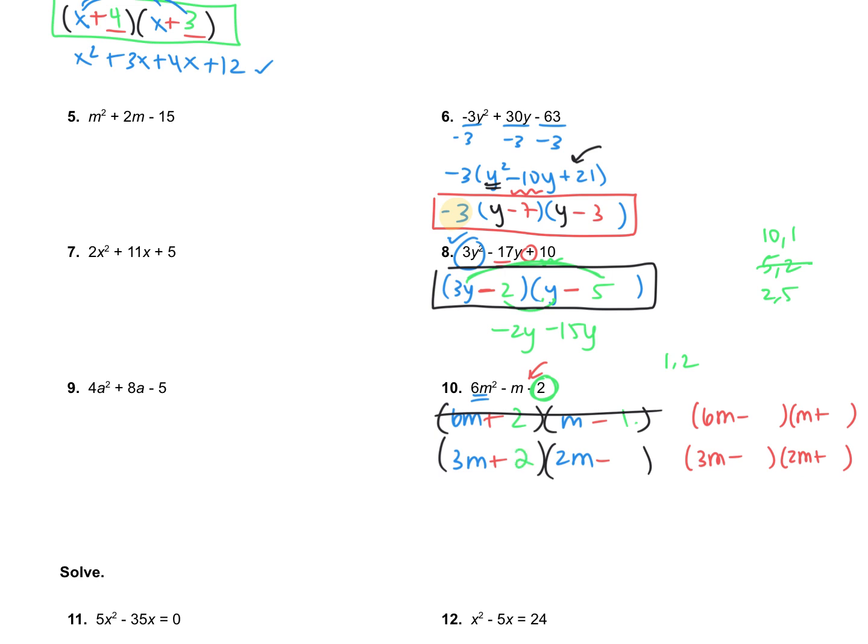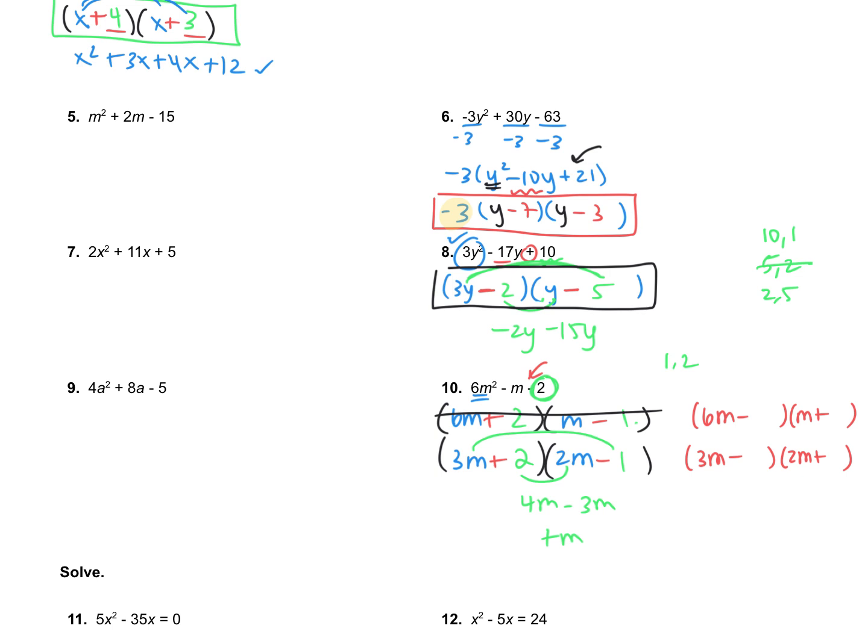If I do a 2 and a 1, this will give me 4m. This will give me negative 3m. Okay, so here I get a 4m. Here I get a negative 3m. And what would that give me? Positive m. Do we see that we're really close? We're really close. We needed a negative m. We have a positive m. So close. So we might have to try some things.